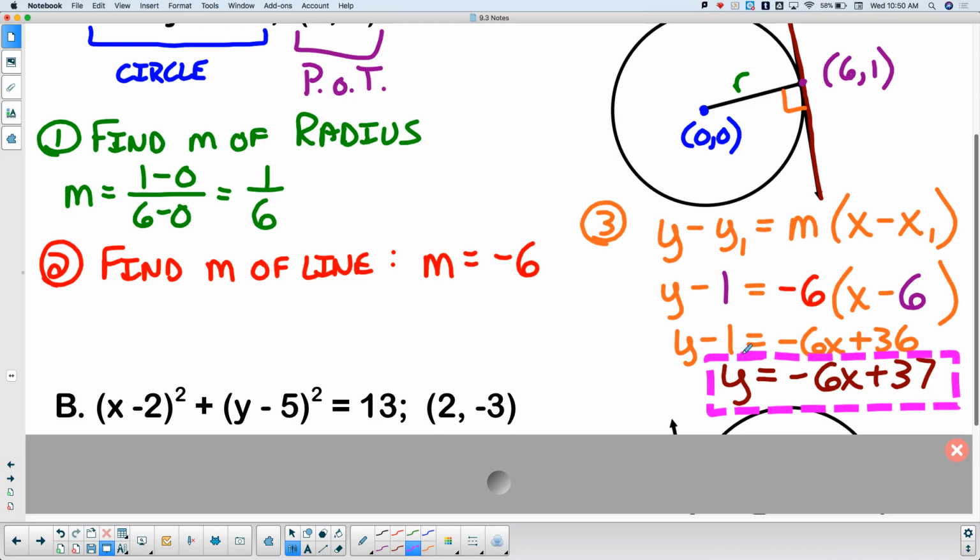Now, the 37s in this problem were totally coincidental. Okay, just so you know.